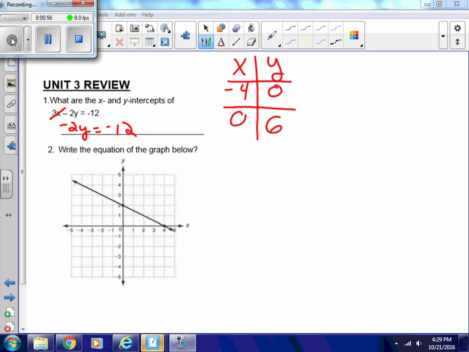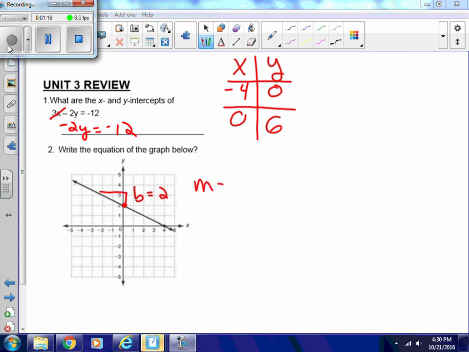Number 2, write the equation of the line graphed. Well, I see that I have my y-intercept of 2, so that means my b equals 2. And now let's get my slope. I'm rising 1 and running backward 2.